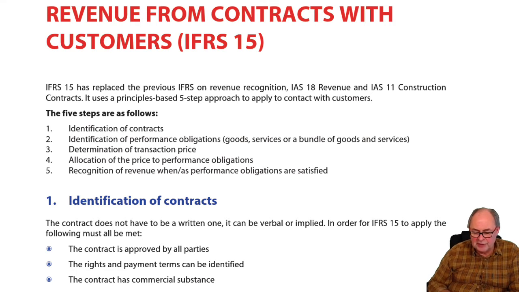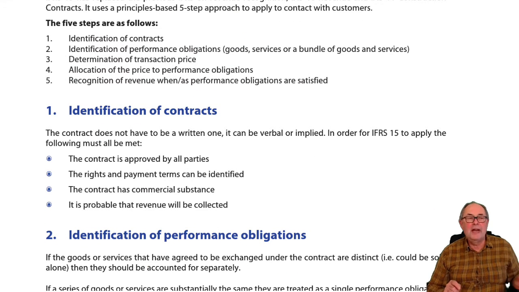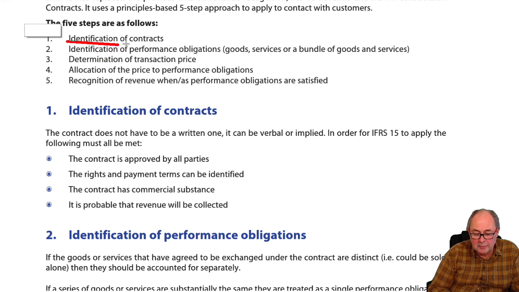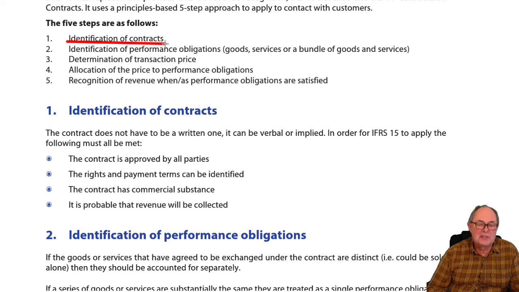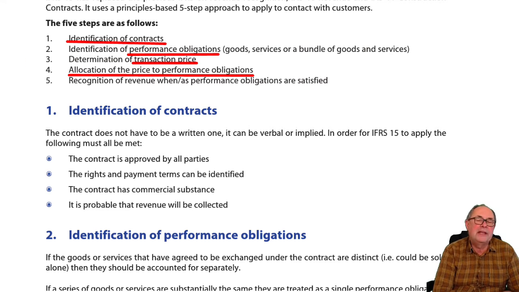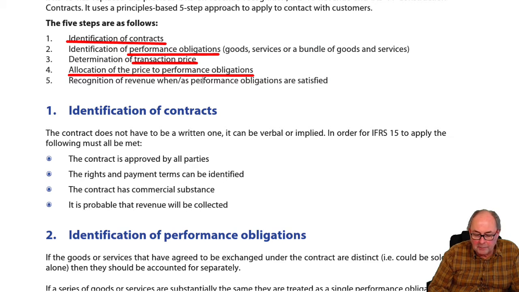IFRS 15 introduced a 5-stage model for revenue recognition, which you will have met when you studied financial reporting. So step 1, determine whether there is a contract. Step 2, decide what the obligations are under that contract. Step 3, understand what the price is. Step 4, if you know the obligations and you know the price, you can now allocate the price to the obligations. And finally, as those obligations are satisfied, I can then book the revenue.